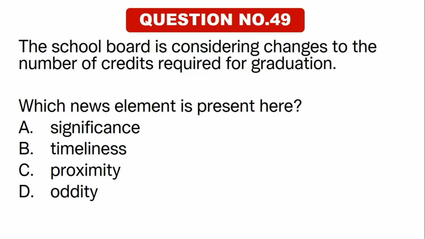The school board is considering changes to the number of credits required for graduation. Which news element is present here? A, significance. B, timeliness. C, proximity. D, oddity. The correct answer is significance. Significance as a news element means anything that affects the life of people or a group of people is news. Changes to the number of credits required for graduation will affect the students, so it's news for them.